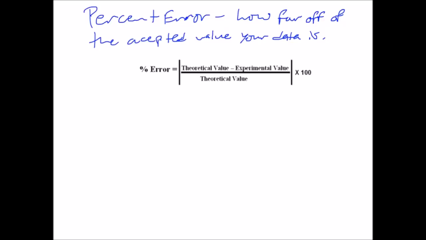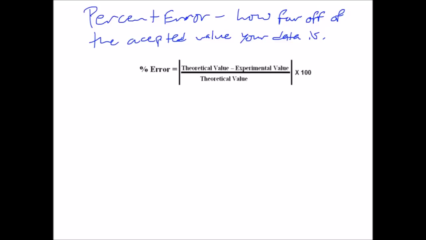Percent error, which the official definition is how far off the accepted value your data is. Basically, this is a measure of how wrong you were, or how bad your results are, if you want to put it like that. It really doesn't measure how good or bad you did your experiment. It just measures how good or bad your results are compared to what they should have been. And it's used as a guide to see whether or not something is wrong with your experimental setup.